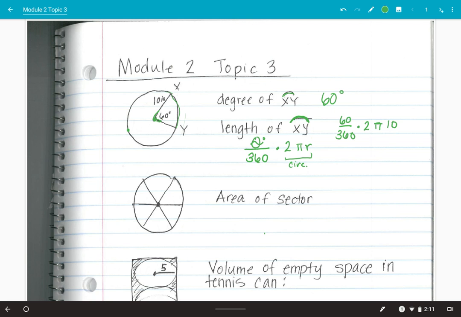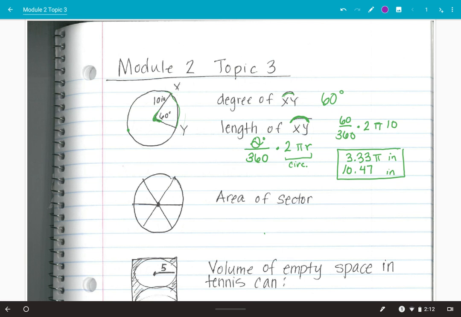And then we're just going to put this into the calculator. So 60 divided by 360, I do that first, and then times 2 times 10. And as you noticed, I did not do pi. I will accept both ways. If you said 3.33 pi, or times it by pi afterwards, you get 10.47, and this is just going to be inches. Inches, and that's your answer.